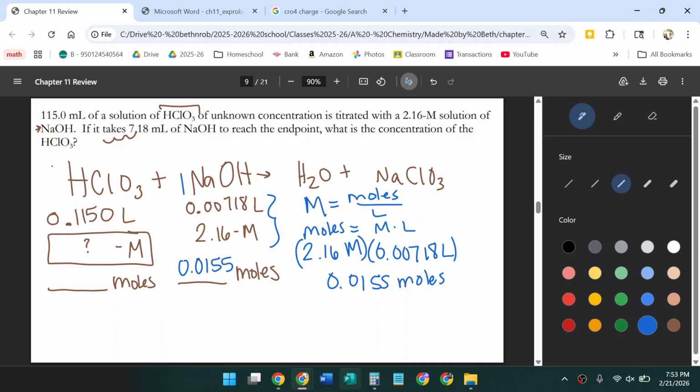And because these are both having 1s here, I know that I also have the same number of moles of this if they had a complete reaction. And now I can use, I probably should have written that one in red, now I can use my moles per liter to find molarity.